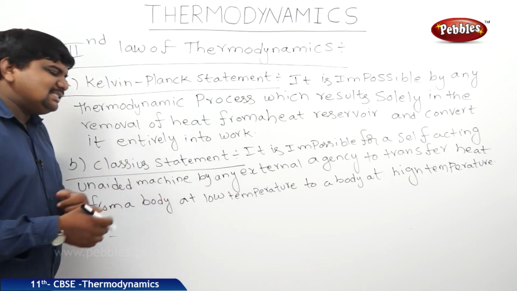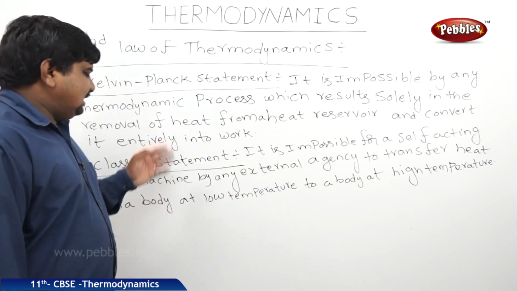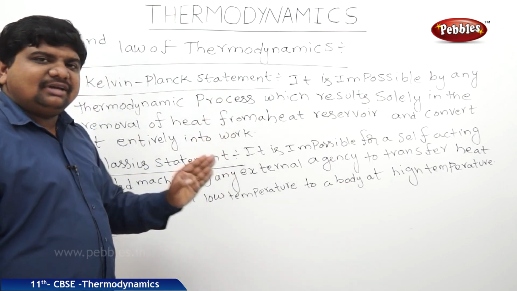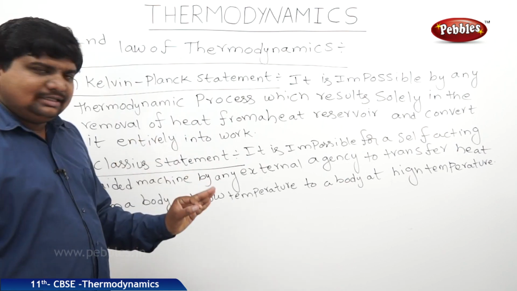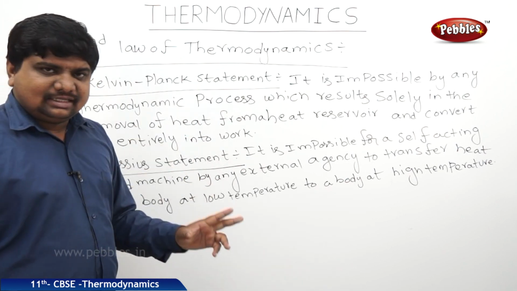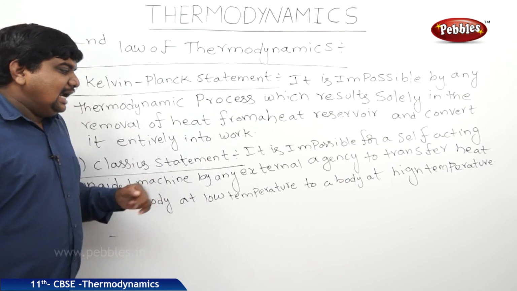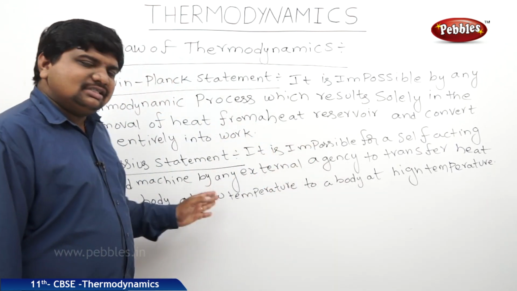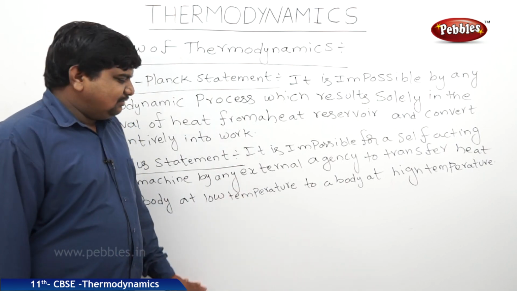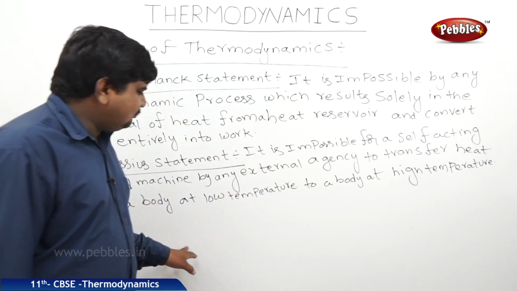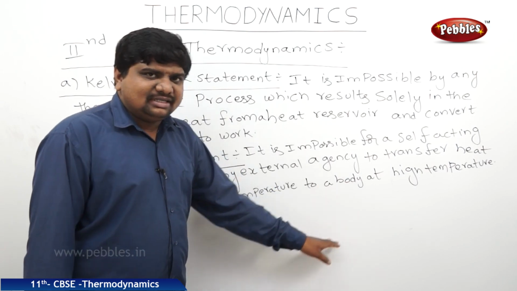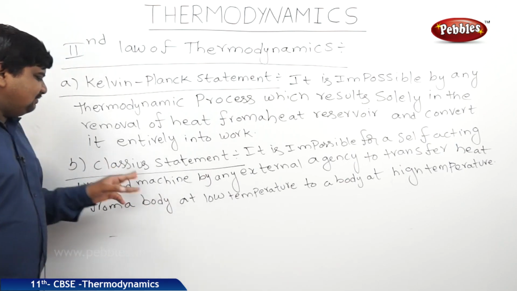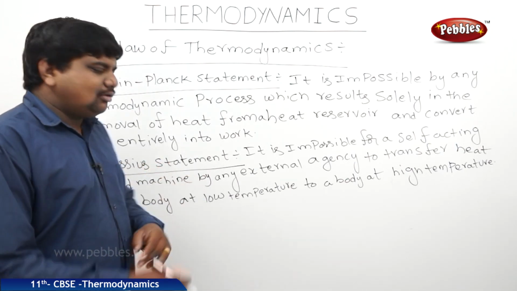But the Clausius statement was derived by Clausius. His view is, it is impossible for a self-acting machine unaided by any external agency to transfer heat from a body at low temperature to a body at high temperature. That means if a body is single or isolated, it is impossible to move heat from a low temperature region to a high temperature region without any external support. This is given by Clausius and his statement is called like this.